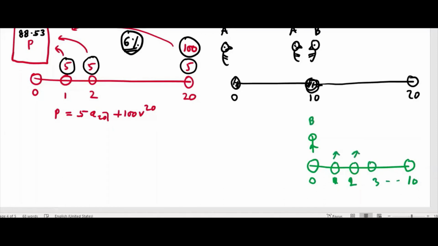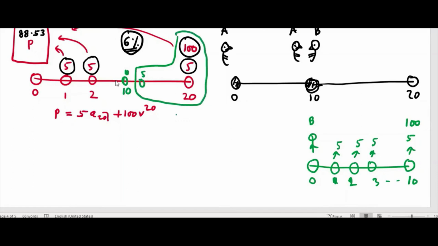The coupons are the same because this is a company bond. The company will continue giving coupons; it doesn't matter who has this bond. So B will get 55, and finally B will get 100. Whatever payments A was supposed to get from 11 onwards, because A has already taken this coupon, all these payments will now go to B.